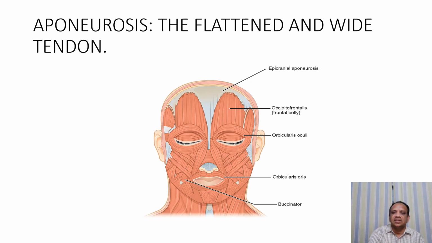Aponeurosis. A tendon will usually be a cord-like structure; if it is flattened and wide, that is called aponeurosis. The best example is the epicranial aponeurosis of the scalp. A few more aponeuroses can be seen. We will discuss them in the appropriate chapters.